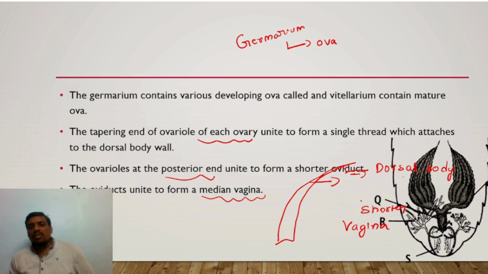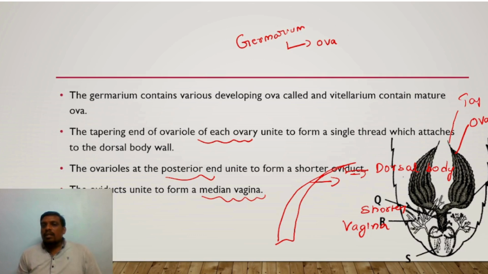Now you can see here the various parts which I told you just now. These are the paired ovaries. This is the tapering end, the anterior end, and the posterior one is the vitellarium, the posterior end of the ovary, and the anterior one is the tapering end, nothing but the germarium. Here the posterior end forms a common opening, which is nothing but the vagina. What is that called? Vagina.